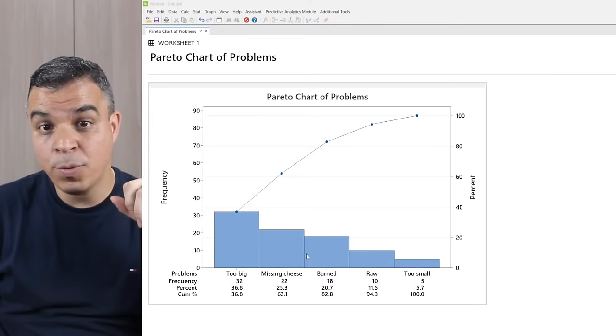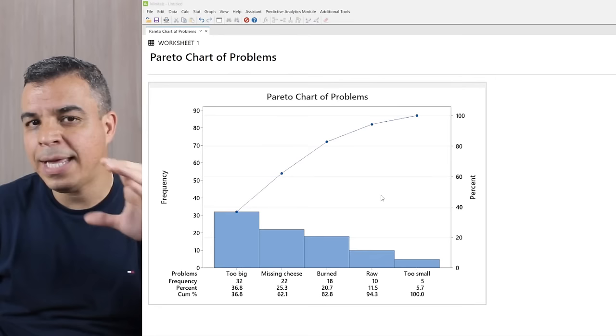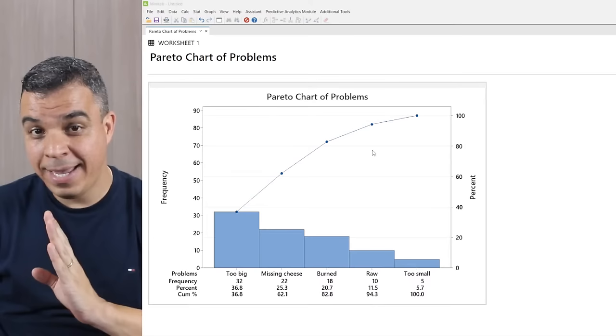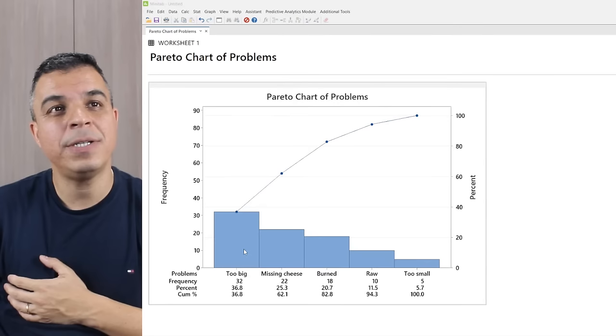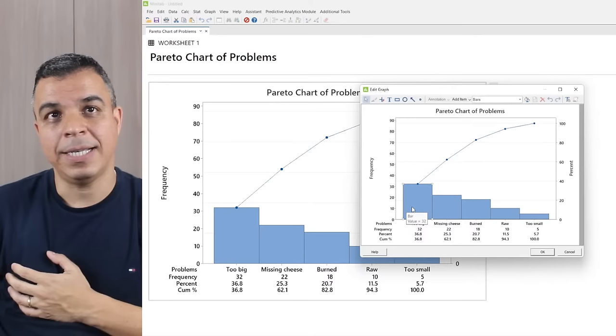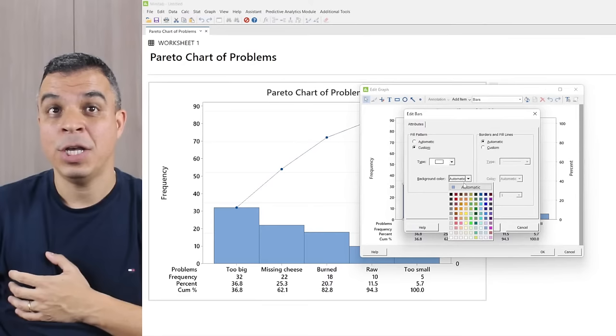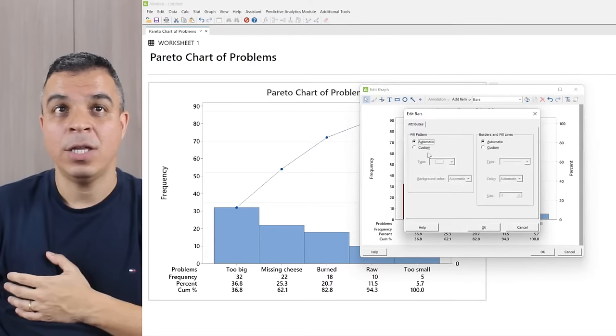So here I don't have a Pareto that is 80-20. I have 80% of the problems concentrated in 60%: 1, 2, 3, divided by 5, 60% of the problems. Still, it's relevant information. If you have resources, time, money to tackle only three problems, now you know the three problems that you should tackle.